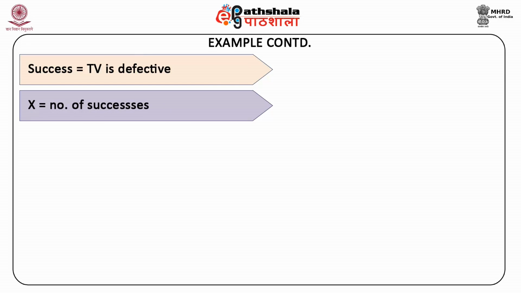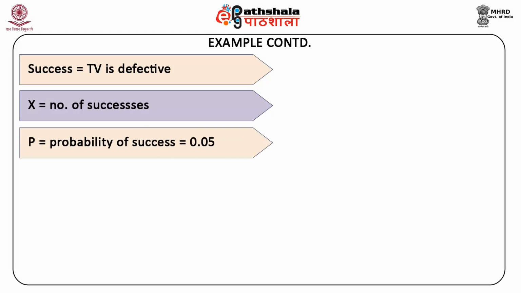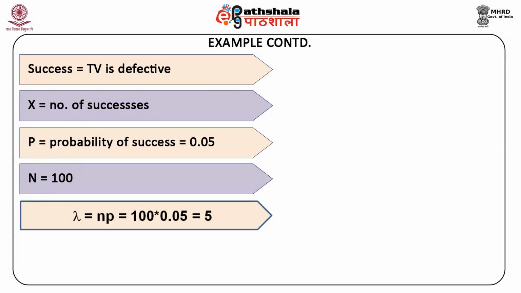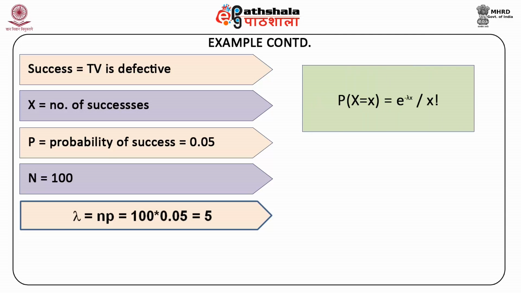Success is equal to the TV is defective. X is equal to number of successes. p is equal to probability of success, which is equal to 5%, which is equal to 0.05. n is equal to 100. Lambda equal to np is equal to 100 into 0.05 is equal to 5. Poisson distribution is probability of x equal to small x is equal to lambda to the power x into e to the power minus lambda upon x factorial.